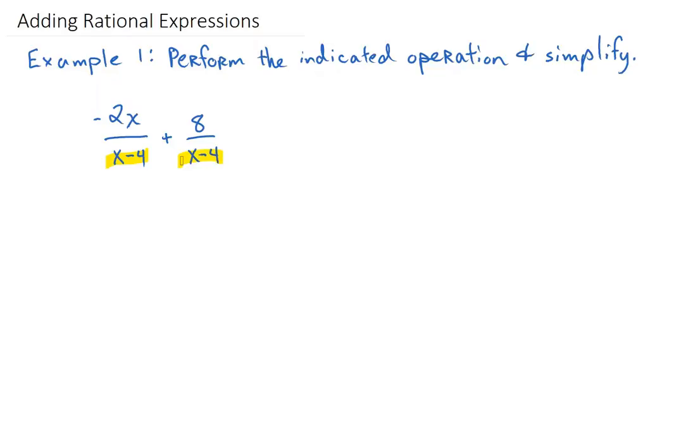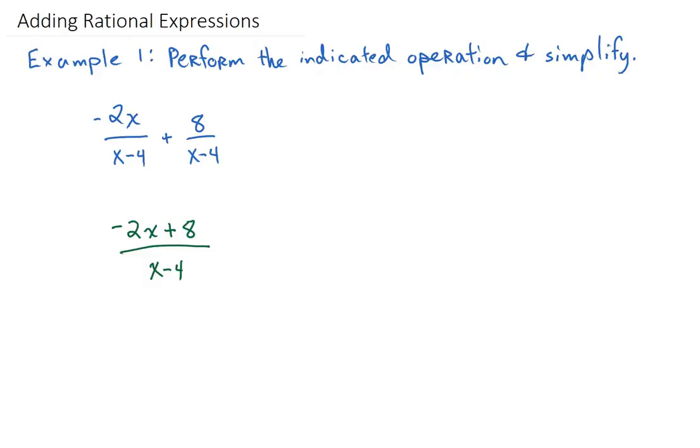When the denominators are the same, we do the math with the numerators. So we're going to add those two numerators. Now these two numerators are not like terms, so when we add them, we're just writing them as being added. Negative 2x plus 8. And then that'll be over our common denominator, x minus 4.